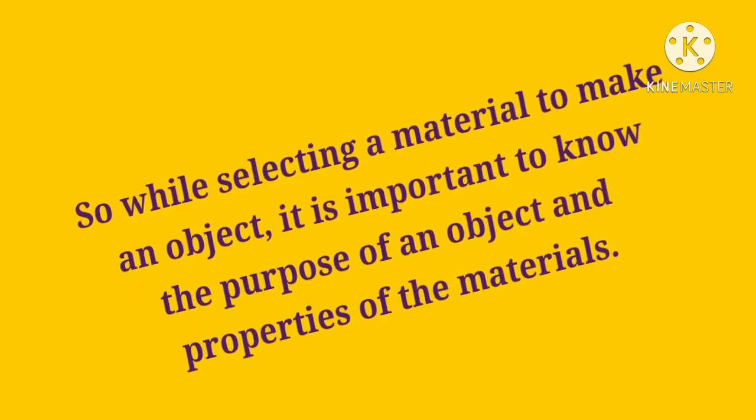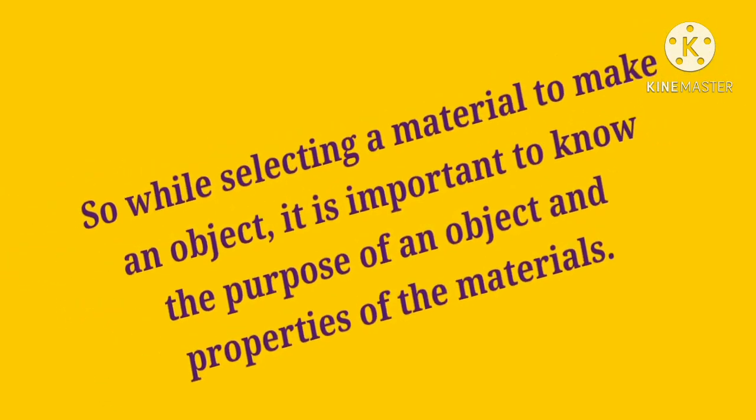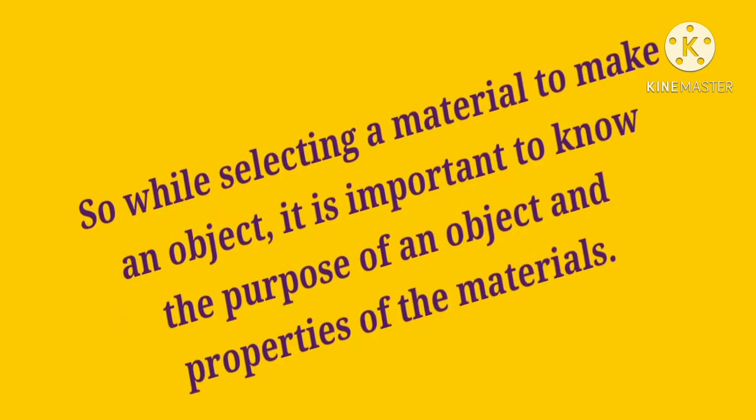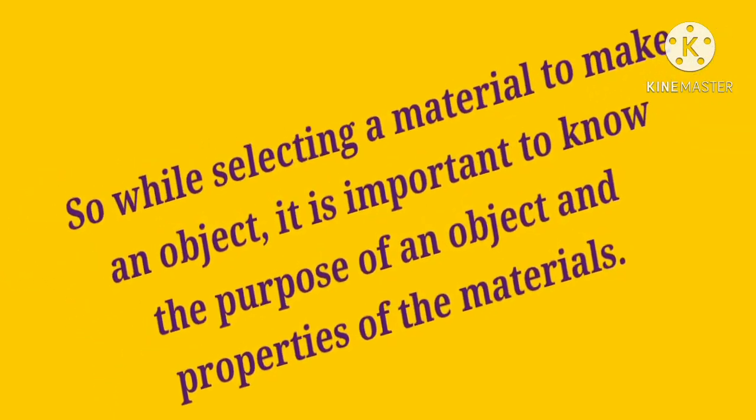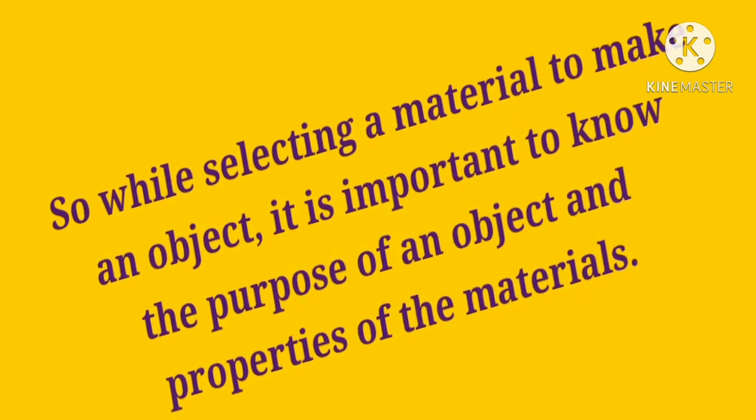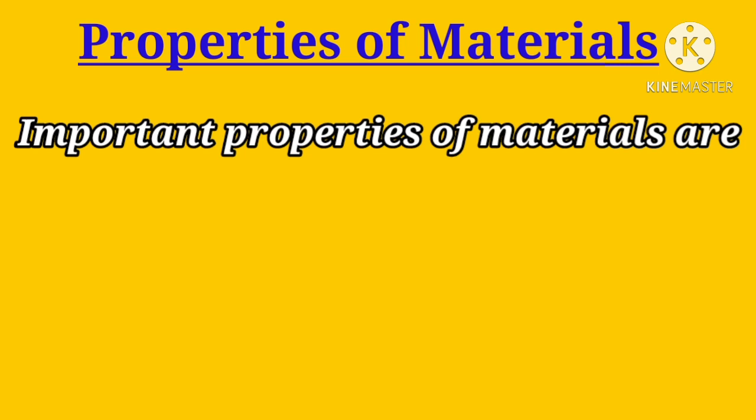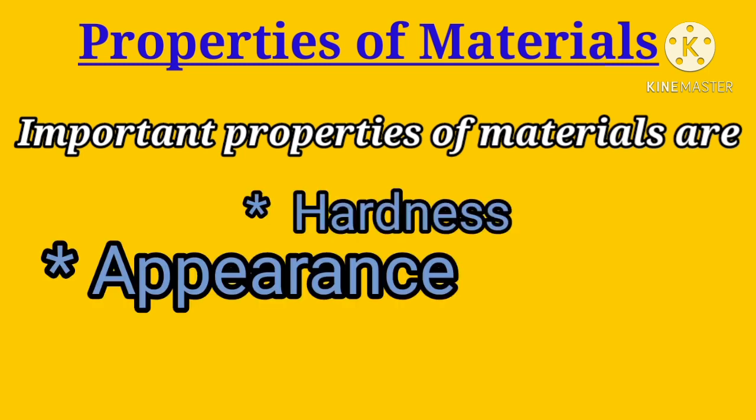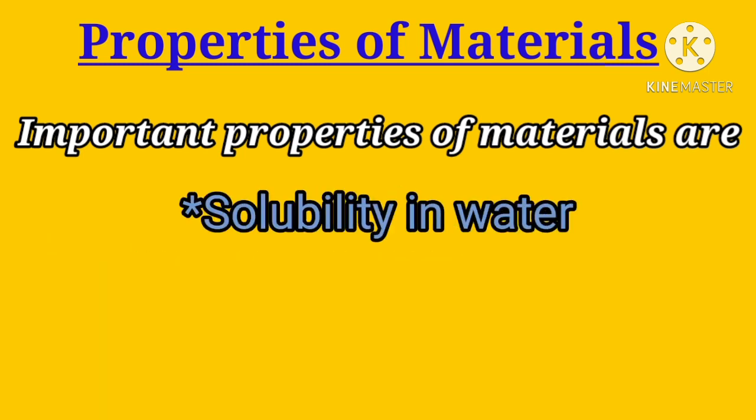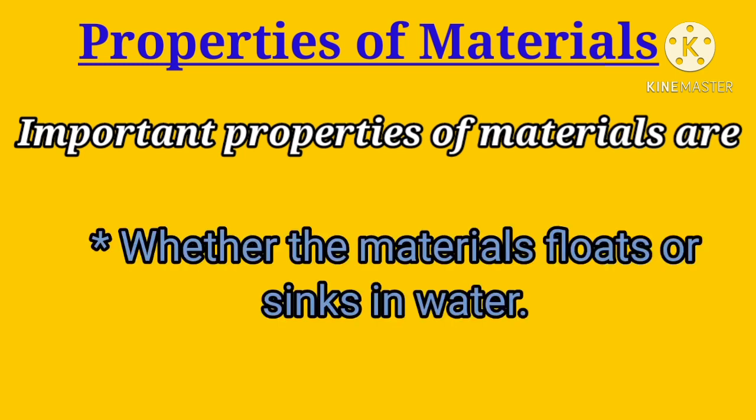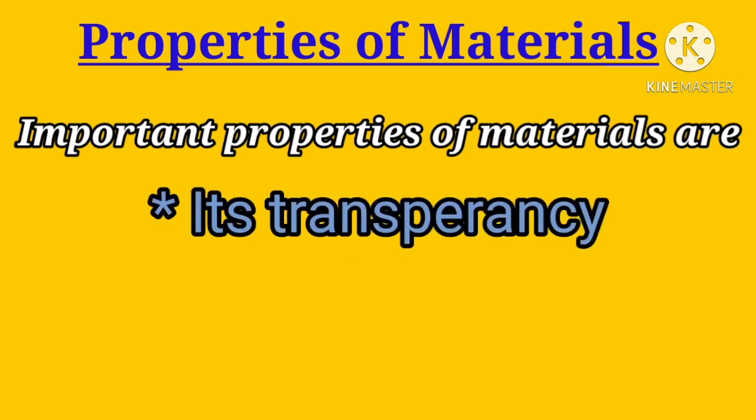So, while selecting a material to make an object, it is important to know the purpose of the object and the properties of the materials. Now, we will study the properties of materials. Important properties of materials are appearance, hardness, solubility in water. Fourth is whether the material floats or sinks in water, and its transparency.